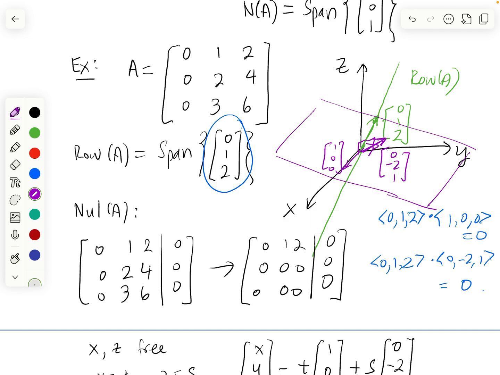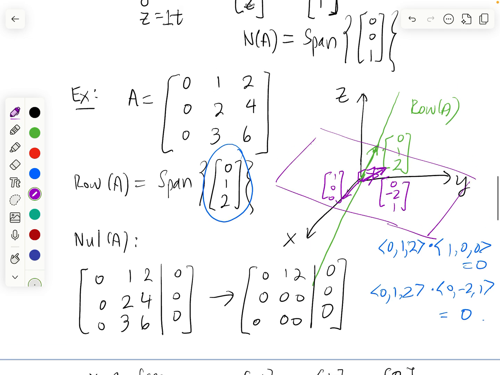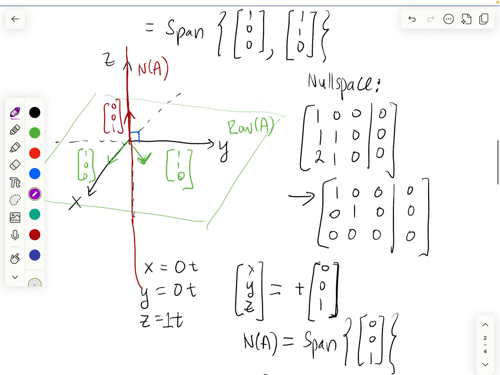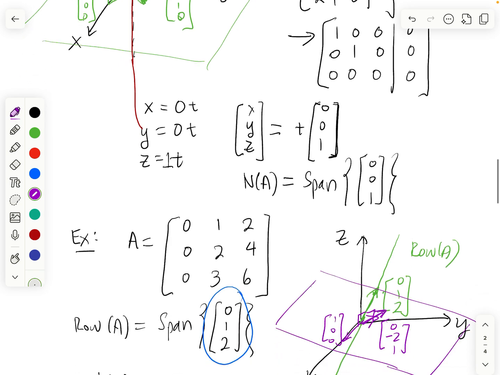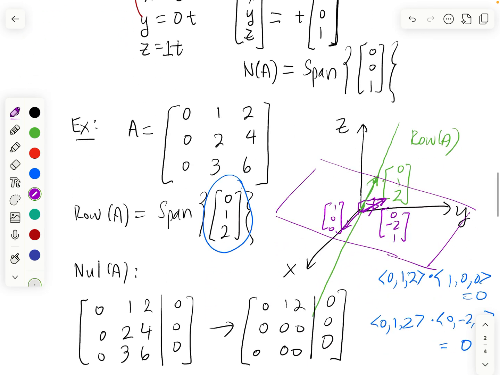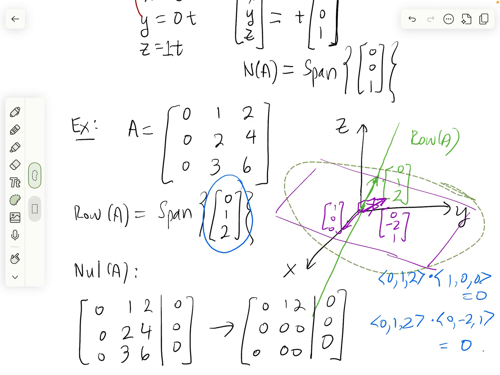It's basically supposed to be like this. I just didn't draw the picture super accurately, so maybe it doesn't look like the line is perpendicular to the plane, but this line is supposed to be sticking straight out of this plane.